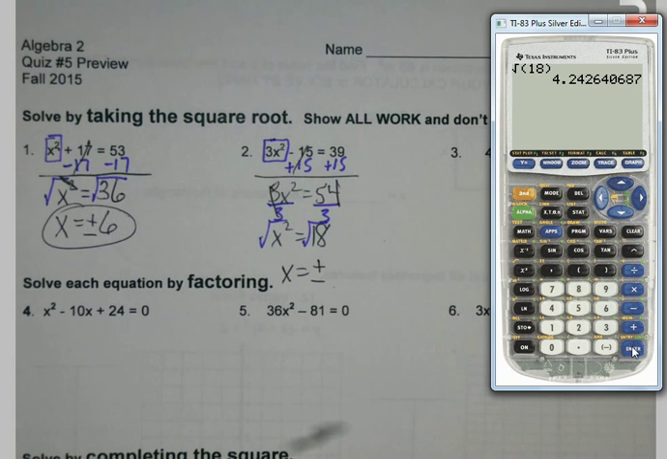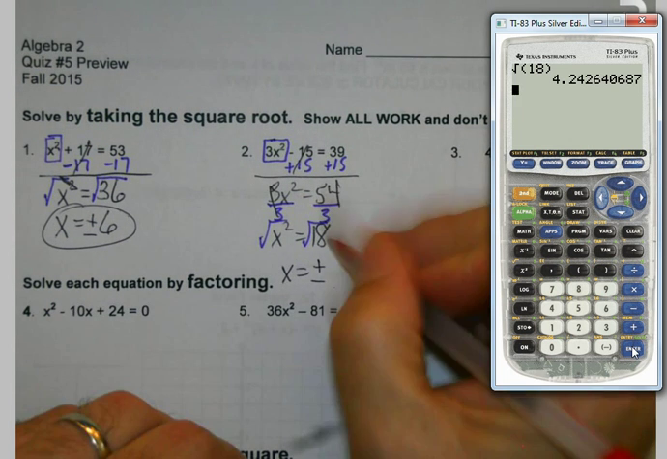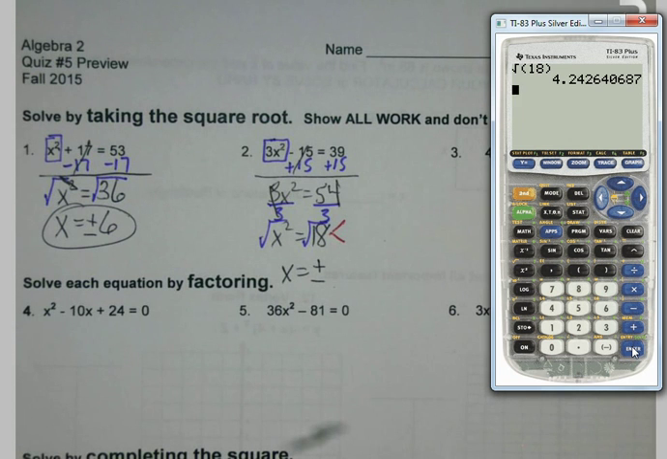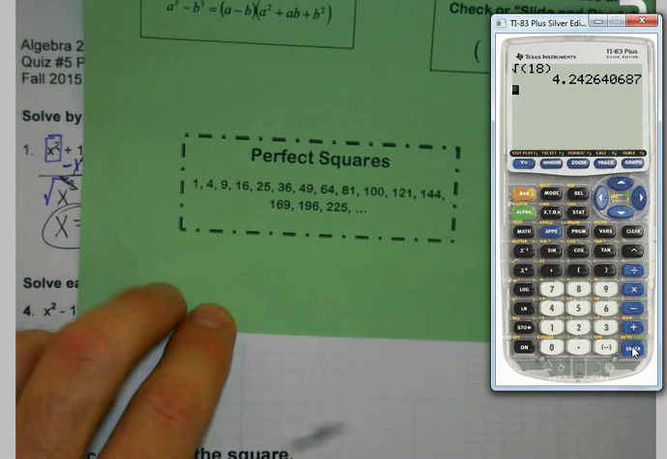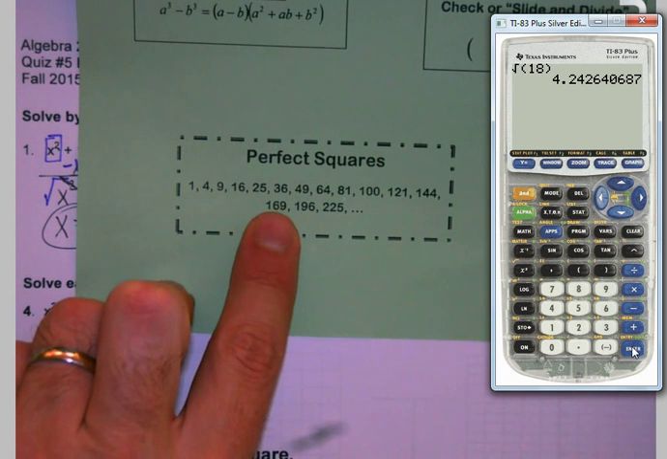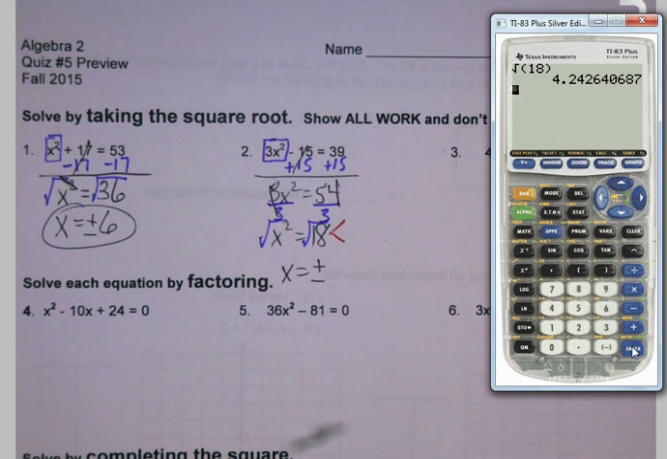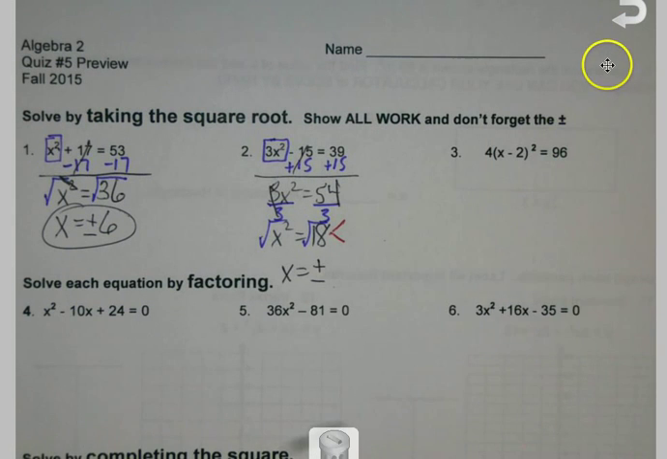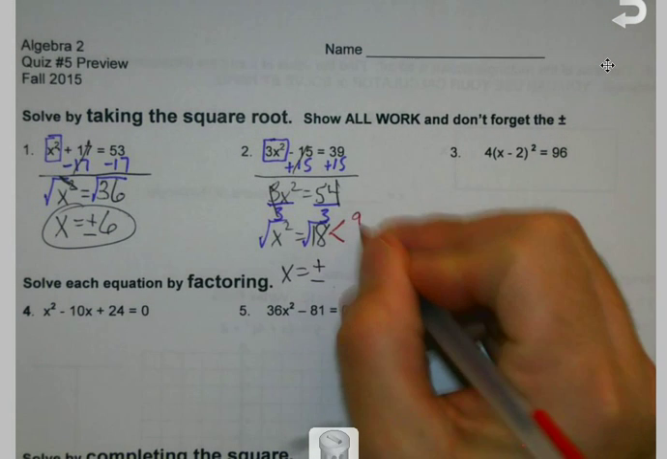So I need 2 numbers. But one of those 2 numbers, I can't just pick any 2. One of them has to be a perfect square. Okay, and again, your green sheet's usable on the quiz. So if you're not sure, you can take these. So what I'm going to do is I'm going to start trying to divide some numbers into 18. But this time I think I'm pretty sure how this is going to turn out, because 18 divided by 9, which is a perfect square, is 2. So my numbers over here are going to be 9 and 2.